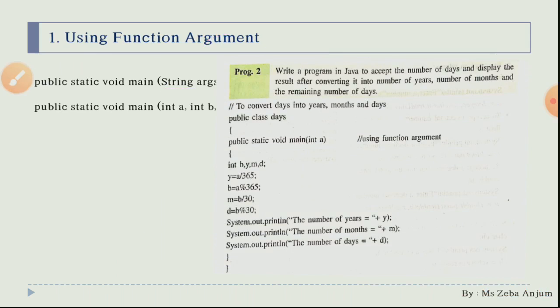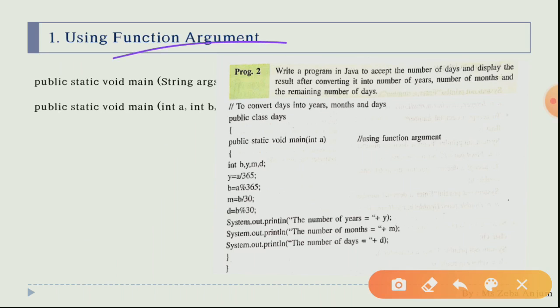Program number 2, it is in your book again. Write a program to accept a number of days and display the results after converting into number of years and months and remaining number of days. Now see, we have to use function argument over here. Now over here is a class. We need to take a number of days as an input. Yes, so over here what you will do is use int a. You can write down int days, depends on you, any name of variable you can use.